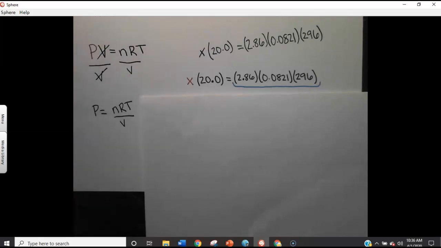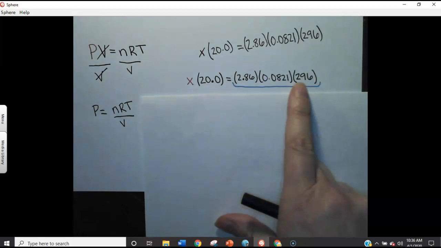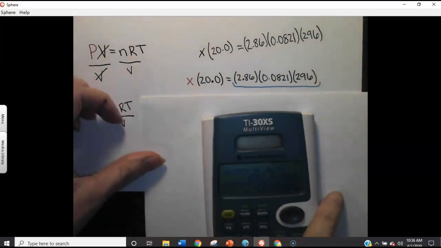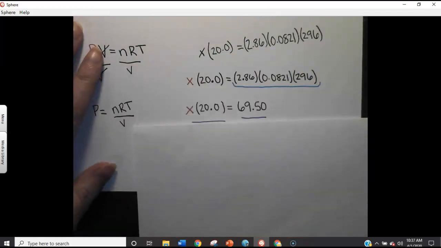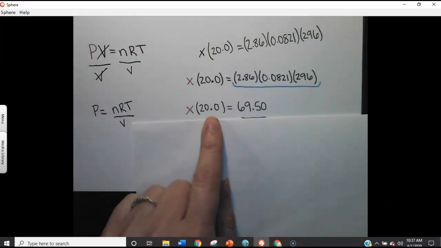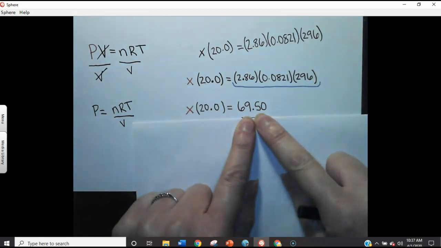What I have on the right side of the equation, I can combine three like terms. So I can take 2.86 times this times this. Okay, so I'm going to put that right here in my calculator. 2.86 times 0.0821 times 296 gets me on the right hand side of the equation 69.502. I didn't have any like terms to combine over here, so I still have x times 20 equals this answer, 69.50.